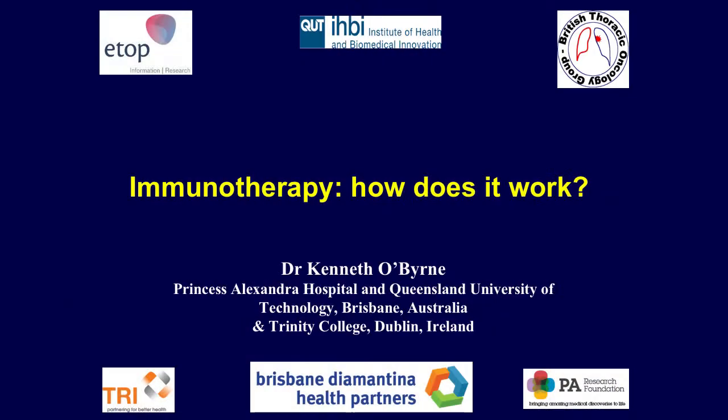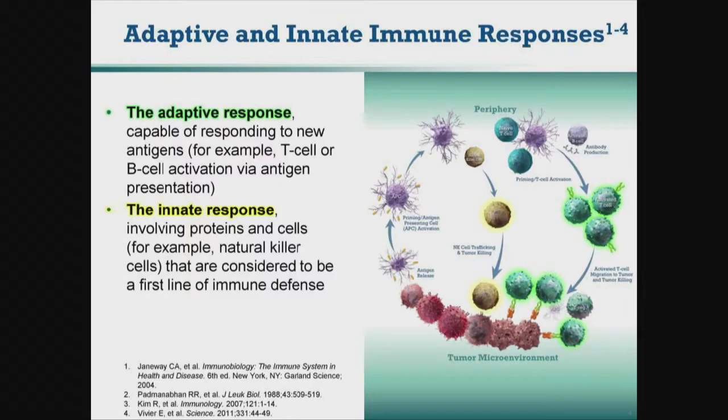As everybody will remember from their school days, as Gavin talks about them, there are two major immune systems in our body. There is the adaptive immune response, which is capable of responding to new antigens, for example, T cell or B cell activation via antigen presentation through dendritic cells. And there's also the innate immune response, which involves proteins and cells, for example, natural killer cells, that are considered the first line of immune defense and recognize foreign material.